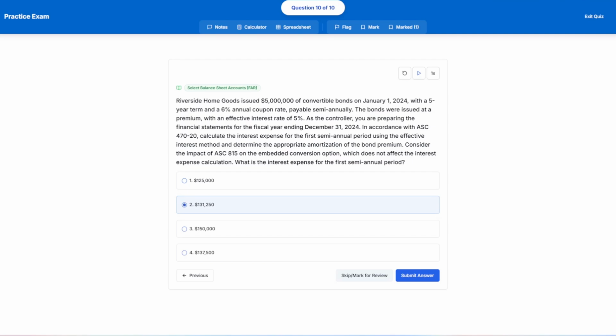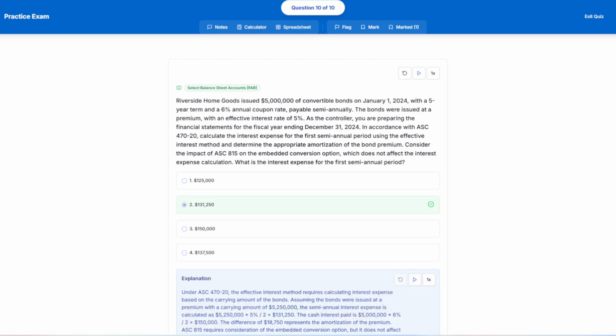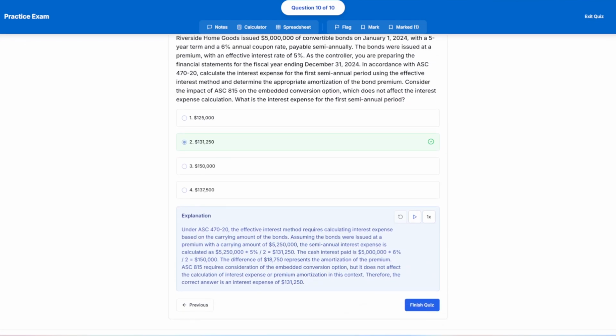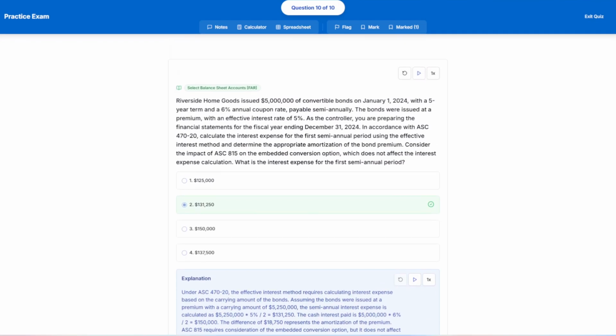Based on our analysis, the correct answer is $131,250. This option reflects the use of the effective interest rate method, incorporating both the premium and the true cost of borrowing over the bond's life. Remember, the examiners love to test your understanding of how the carrying amount and effective interest rate interact. So, keep these concepts in mind as you tackle similar questions on the exam. It's all part of the exhilarating world of accounting standards, where every number tells a story.